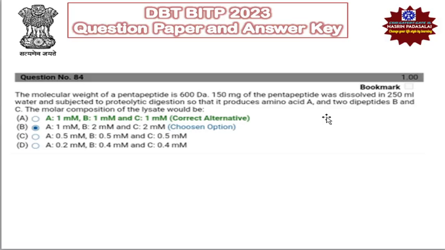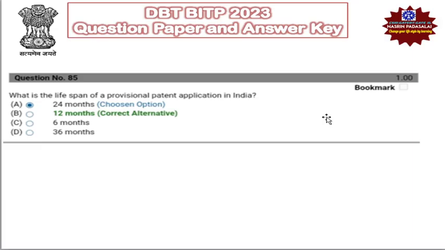Next is also an analytical kind of question. They asked the molecular composition of the lysate, that is amino acid A, and two dipeptides B and C. The correct answer is that all three, the amino acid and the dipeptides, have a molar composition of 1 millimolar. Next, what is the lifespan of provisional patent applications in India? The lifespan of a provisional patent application is 1 year, that is 12 months.